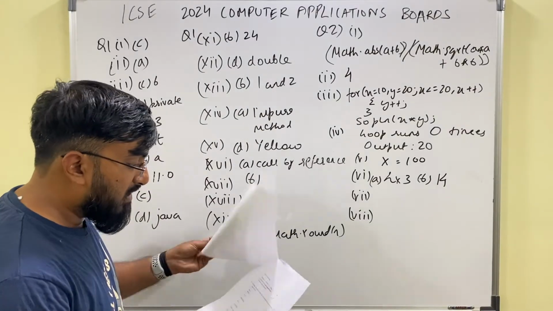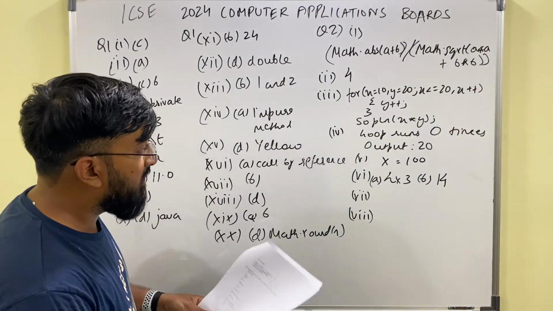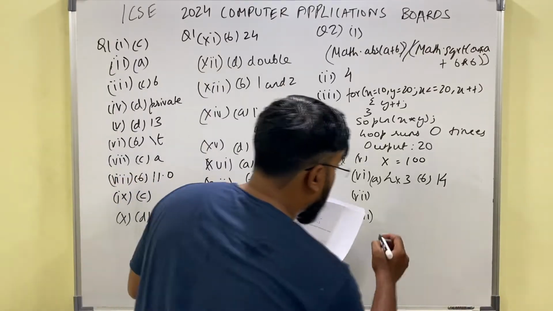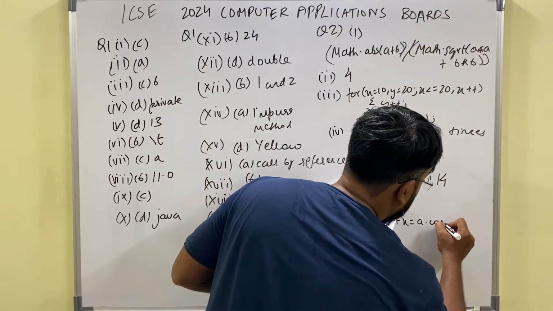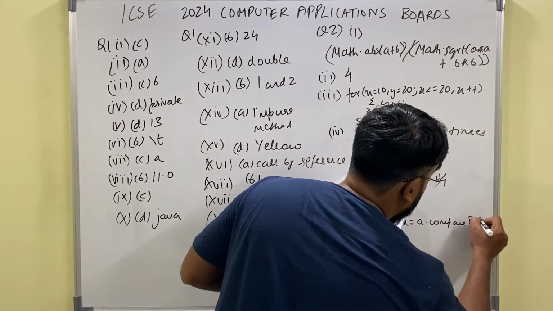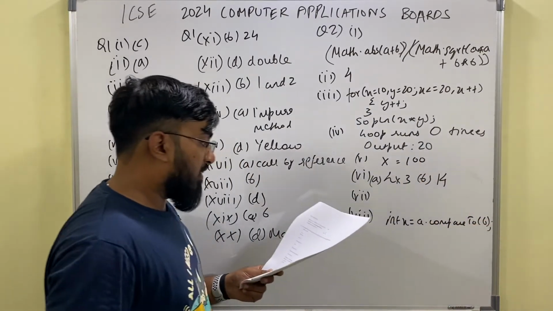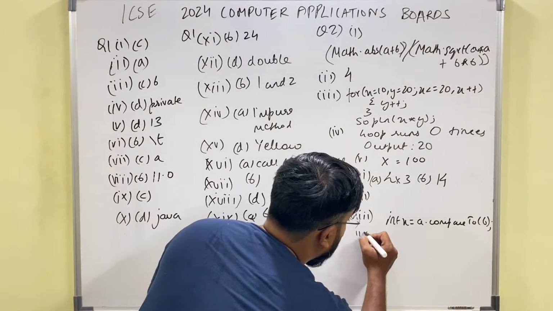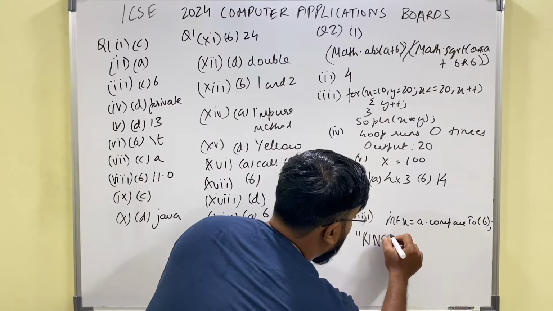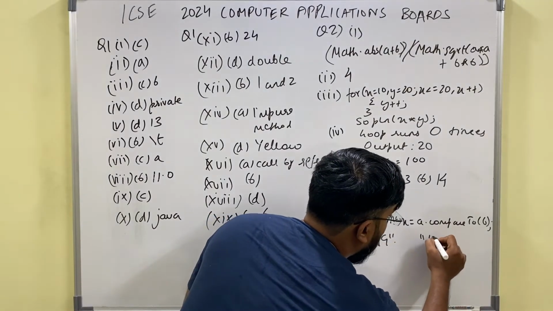So you have to correct the statement. The correct statement is going to be int x equals a dot compareTo b. Now what is the value of x here? A is king. Dot compareTo kingdom.